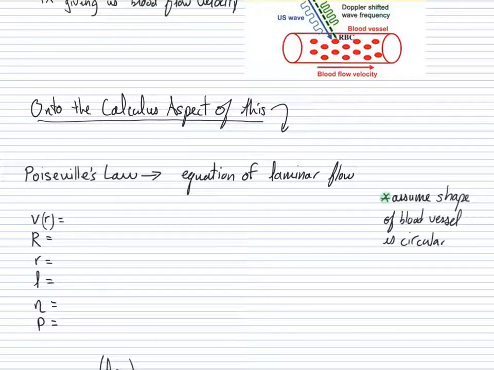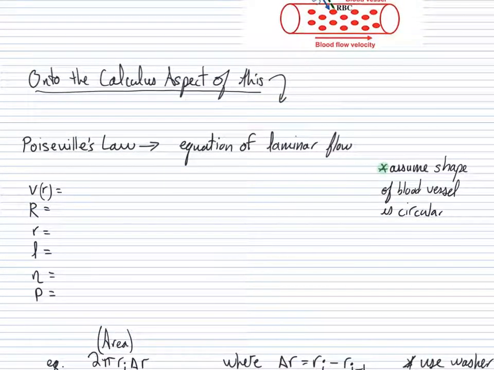So anyways, this was my section on why monitoring blood flow is crucial, combined with our extended knowledge from outside of class. Now let's get to the more difficult part, which is the calculus aspect of this.